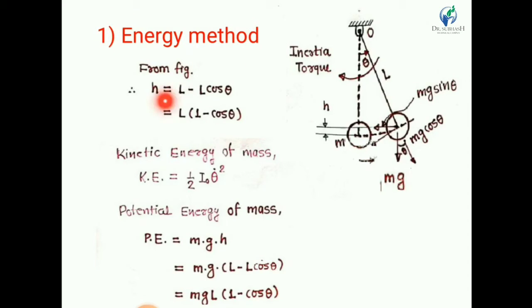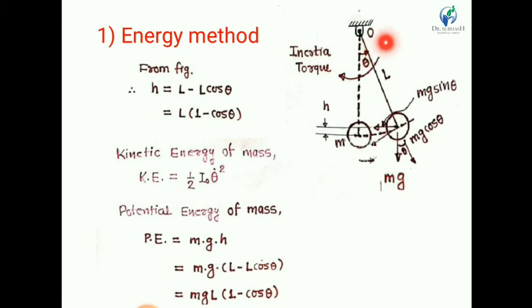So small h is the total height L minus L cos theta, because this angle is theta, and theta is very small. So this is L minus L cos theta, so we obtain L in bracket 1 minus cos theta. Now we know the equation of kinetic energy. Simple kinetic energy is equal to 1/2 mv square, where m is mass and v is velocity.